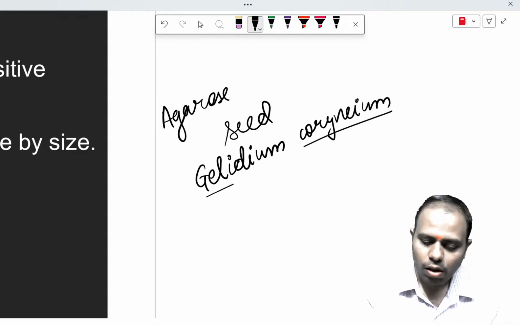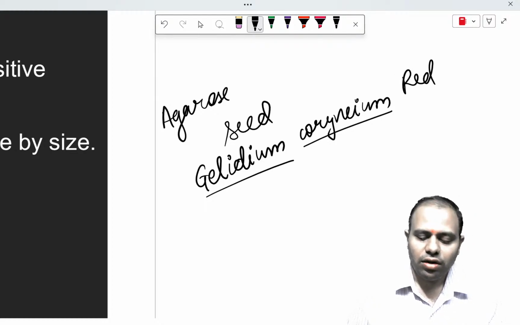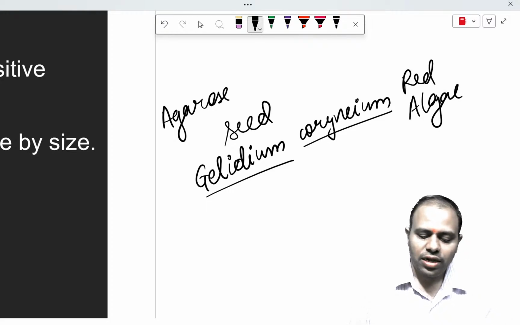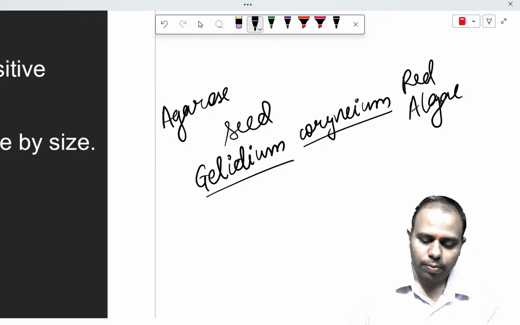Okay, this is an algae that is red algae. It is a type of red algae present in the seabed, and from this the agarose is isolated. Remember this. Okay, so what is agarose?